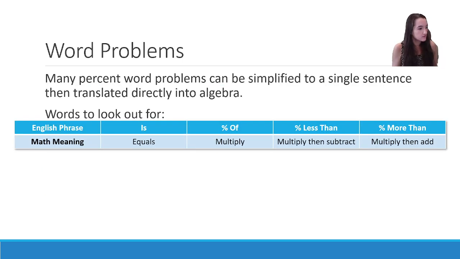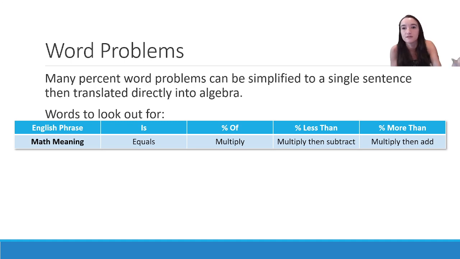Okay, so the last thing we're going to talk about is the use of percents in word problems. So we already saw a couple word problems here. But in general, percent word problems can usually be simplified in some way to a single sentence that can be translated directly into an algebraic statement. So we've got English phrases and then there are math meanings. The word is basically the word equals, or like in math, we just replace that with an equals sign.